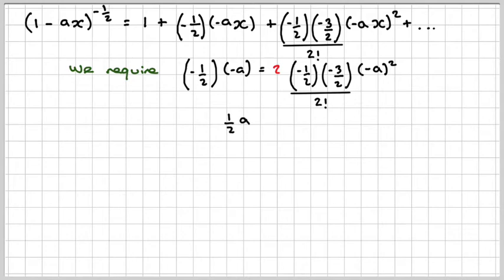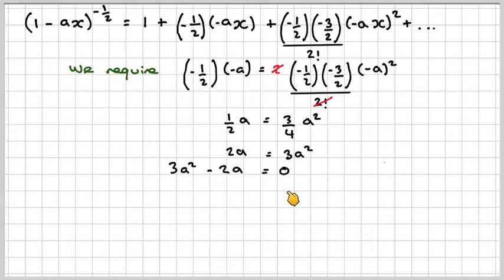Well, this is good. That becomes 1/2 a. The 2s will cancel out here, and this will be all positive, because a negative times a negative is positive. We get 3 over 4 a squared. Right, so solving that, multiplying by 4, we get 2a is equal to 3a squared.